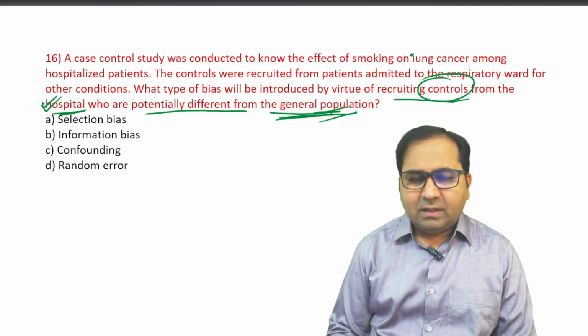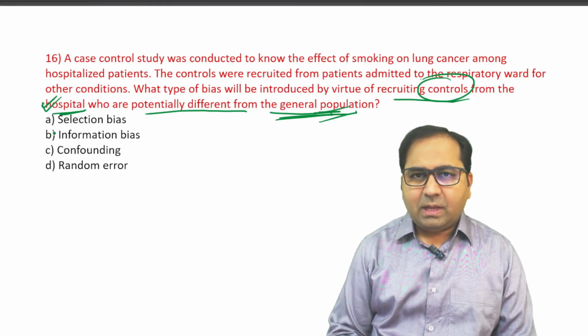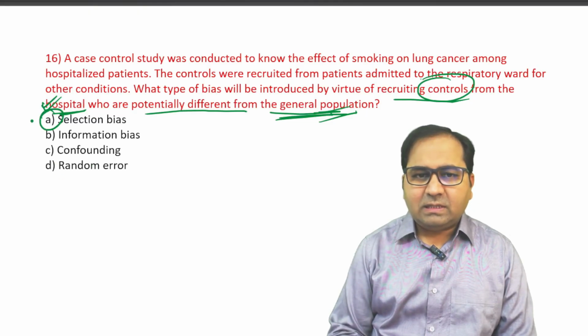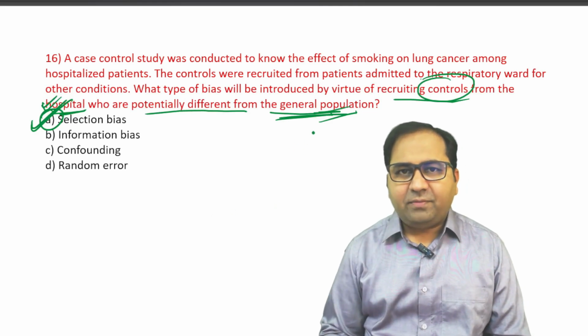They are doing selection. So the options given are A. Selection bias, B. Information bias, C. Confounding, or D. Random error. So the answer for this question is A. Selection bias. Directly, it is very easy. From the question itself we can identify the answer.